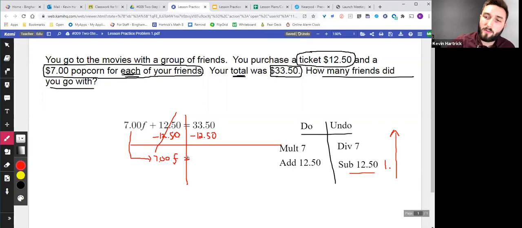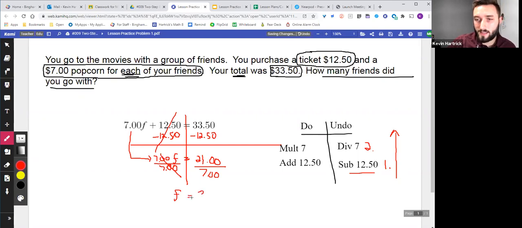33 take away 12. Let's see. Well, if I had 13 take away 12, it would be 10. So what do we get here? 1 and 2, 21. Sorry, that would be 20. So we got $21 here. Again, use your Desmos calculator. Okay. Now we are dividing by 7 because that was the second step we had here. So divide by 7 on both sides. Make sure you're doing it on both sides so that we keep the equation balanced.